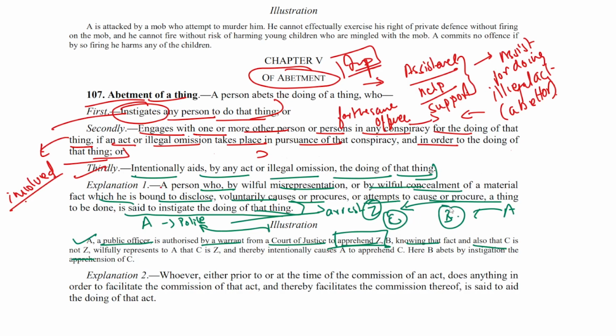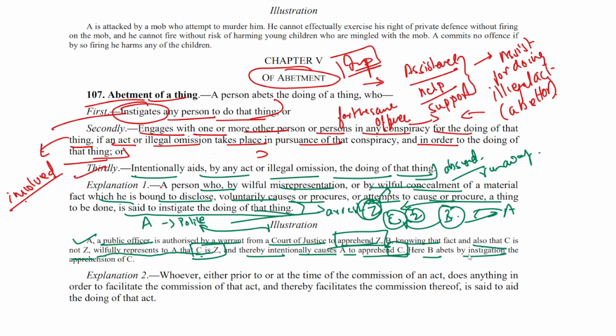B, in order to let Z abscond or run away, says to A that this C is Z. Knowing the fact and also that C is not Z, B willfully represents to A that C is Z, and thereby intentionally causes A to apprehend C. Here B abates by instigation the apprehension of C.